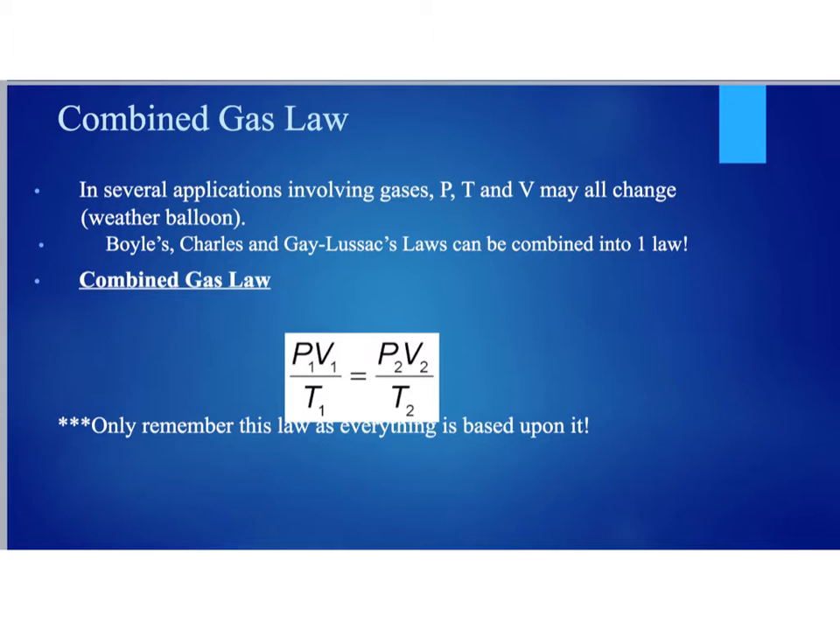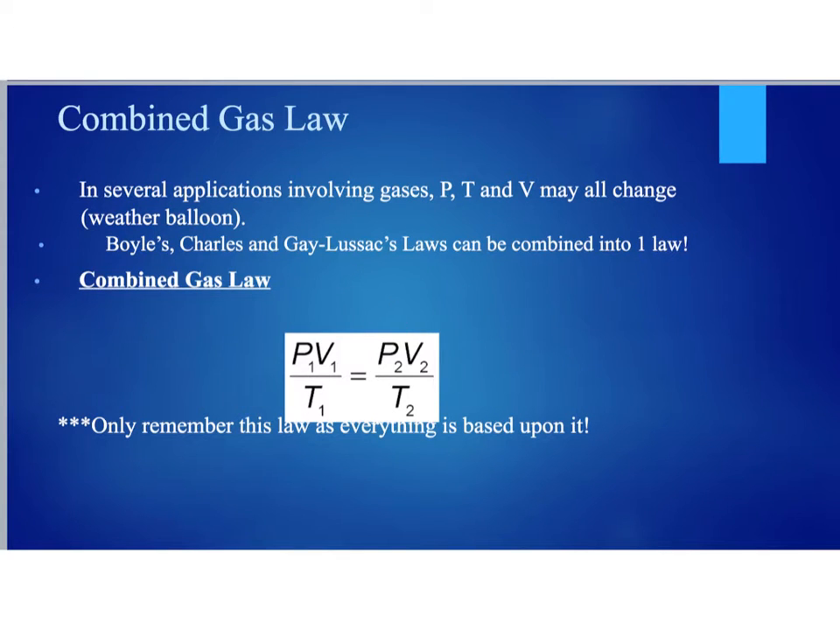As you can see here on the screen, our combined gas law says P1 V1 over T1 equals P2 V2 over T2. If I want Boyle's law, I can see that it is just P1 V1 equals P2 V2. For Charles's law, I have V1 over T1 equals V2 over T2. For Gay-Lussac's law, I have P1 over T1 equals P2 over T2.